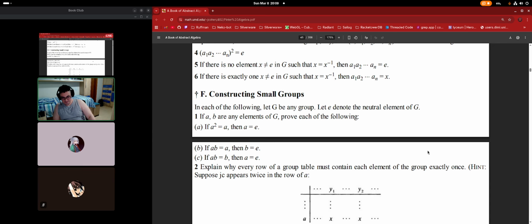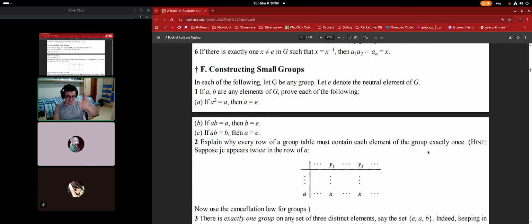Constructing small groups. Yeah, so this is the one about the row with the two things. In each of the following, G is a group. We have a neutral element, of course. If A and B are any elements of G, prove the following. If A squared equals A, then A must be equal to E. Is that true?